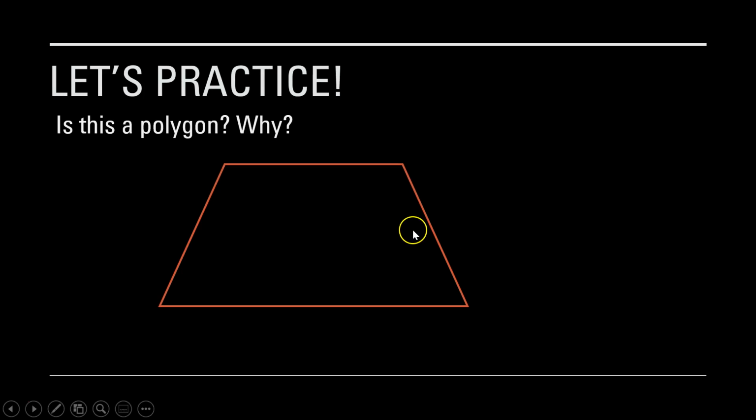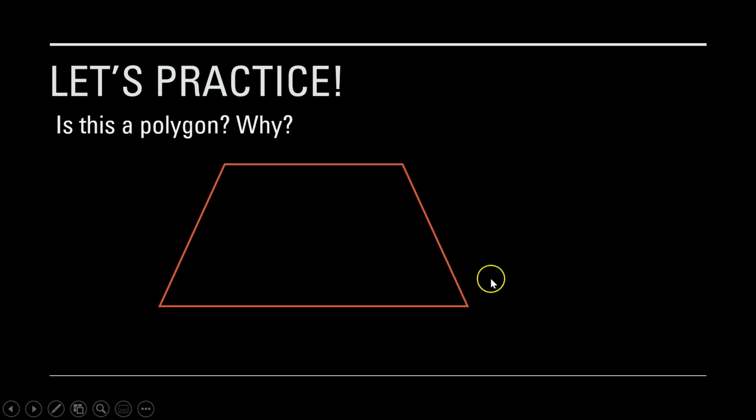All right, third graders, let's practice. I want you to look at this shape and think, is it a polygon? And then why is it or is it not a polygon? Go ahead and take your time and pause the video and be a thinker.